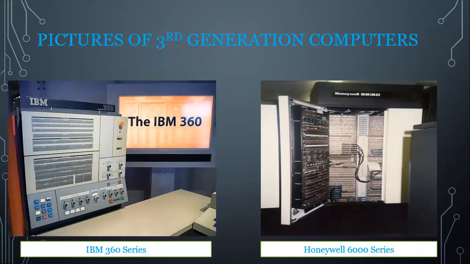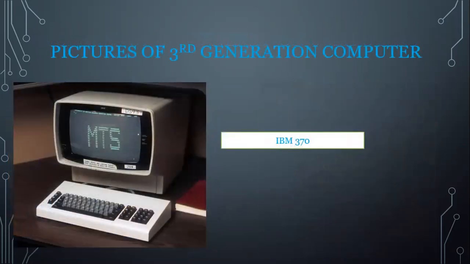Here are some pictures of third generation computers. The first we have here is the IBM 360. Also, we have the Honeywell 6000 series. We also have the IBM 370.